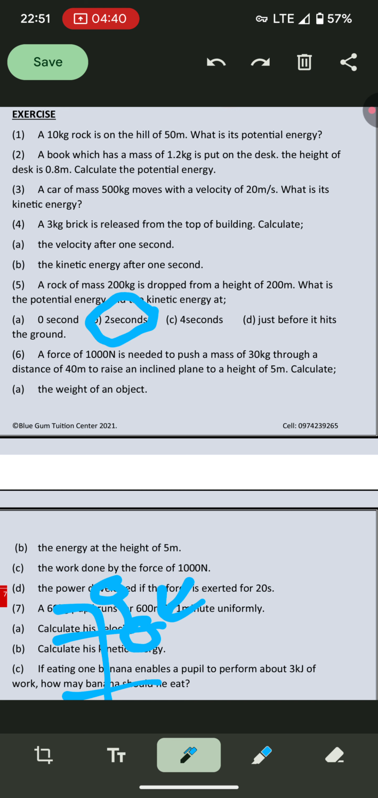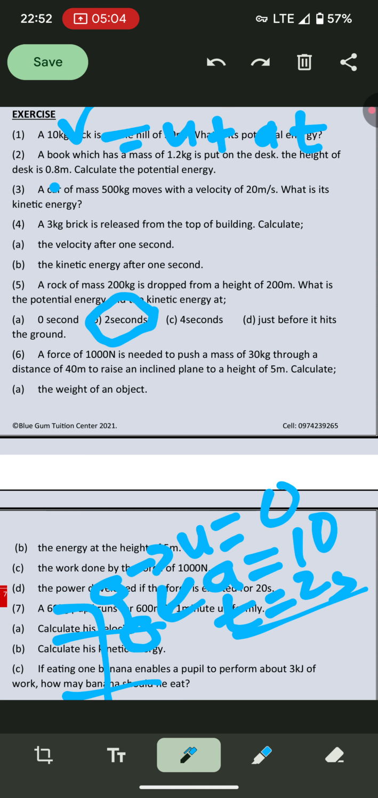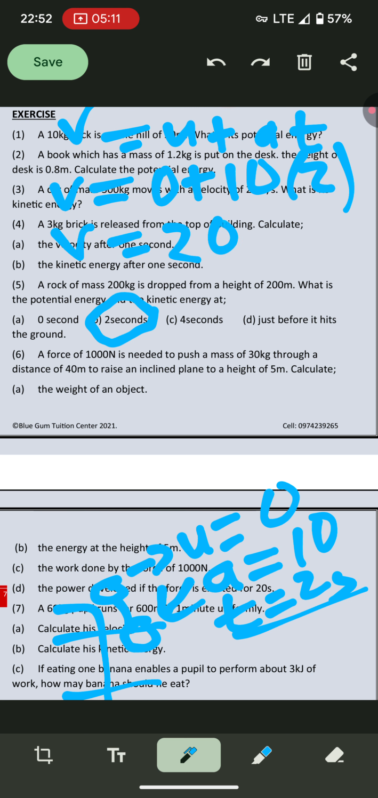What velocity does it have at this point? We know that the initial velocity here, it was at rest, is 0. The acceleration for anything that's going down is 10, right? And the time is 2 seconds, right? So we can find the velocity after 2 seconds. We can say v is equal to u plus at. So v is equal to u, 0, plus acceleration 10 times time 2, right? So the velocity is 20 meters per second. That's the velocity at 2 seconds.